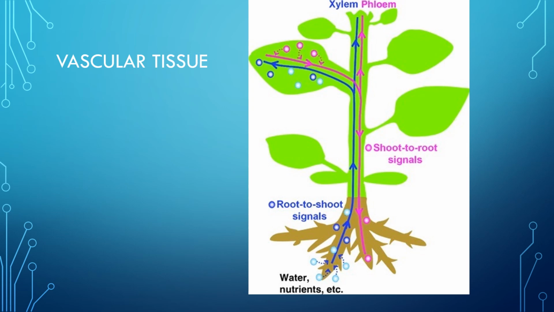Another set of vascular tissue, or tubes, is the phloem, and it's shown here in pink. It carries sugar from the leaves to the other parts of the plant, like the stem and the roots. So we have the vascular tissue here in blue going upwards, and in pink going downwards, mainly.